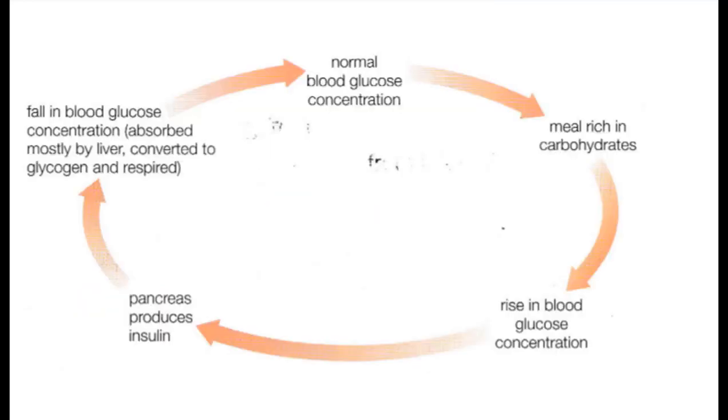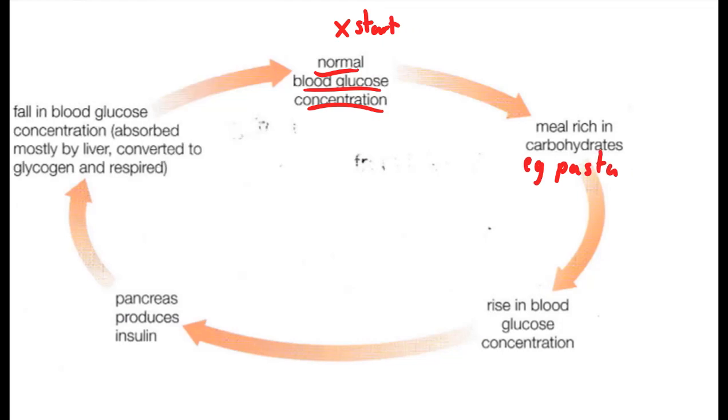So this little diagram just summarizes it. So if we say that this is the start, you're sitting with a normal blood glucose concentration. But then it's dinner time and you eat a meal rich in carbohydrates, e.g. pasta. Now, what we know about pasta is that it contains a lot of starch, and this can get digested to glucose. So as a result, your blood glucose concentration increases. Now, that can't be allowed to go on for too long because that's dangerous. That can actually harm your body cells.